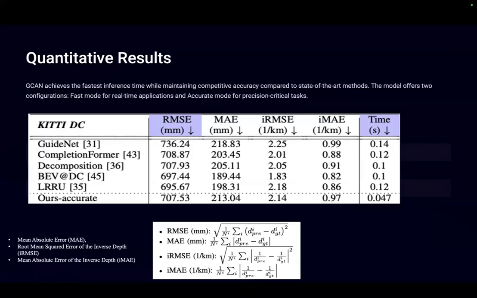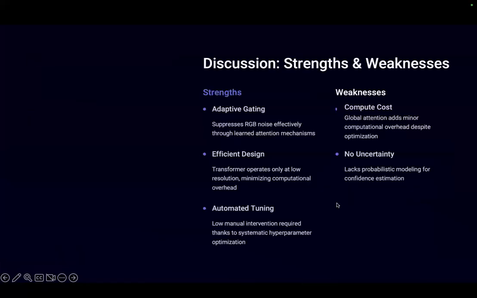Okay, so their performance is good. They have reduced the error 6 times, from 0.14 to 0.047. This may be because they have used convolution, and the rest error is also minimized a lot. For discussion, we can see the strengths are adaptive gating, efficient design, and automatic tuning. We are having automatic hyperparameter tuning going on.